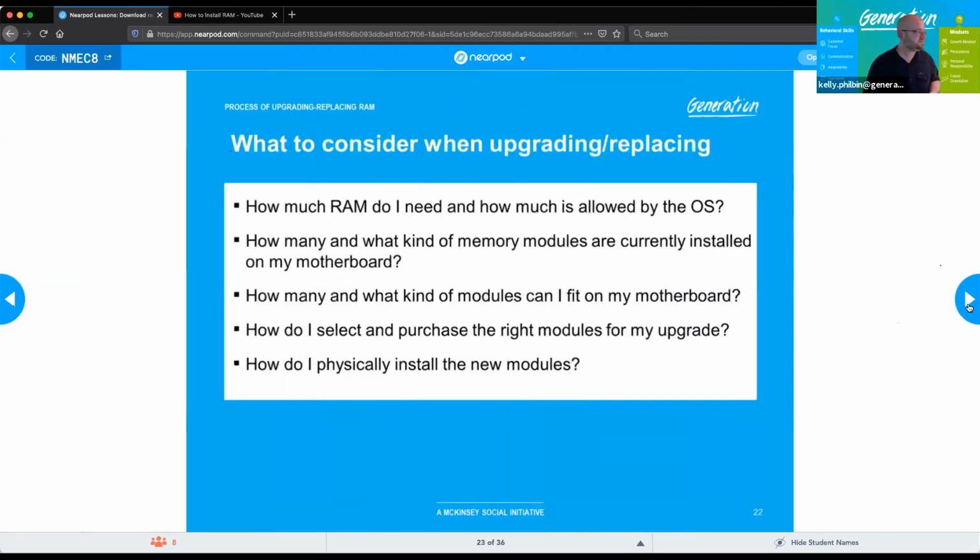All right. What to consider when you're upgrading or replacing. How much RAM do I need? That's another one, if you're going to be increasing your bank and have an idea of how much you need. How much is allowed? Not many people are aware of that one. Does anybody off the top of their head, maybe Emmanuel, know how much RAM you can use with a 32-bit operating system?